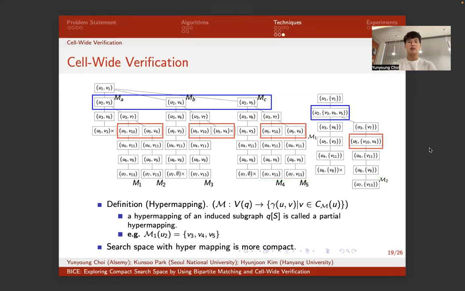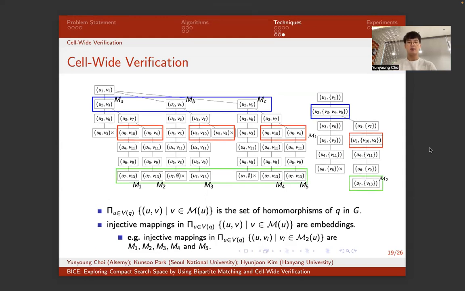Please note that a single hyper partial embedding corresponds to several partial embeddings. Search space with hypermapping is more compact since it searches for multiple partial embeddings at once. And the Cartesian product of hypermapping is the set of homomorphisms. As a result, we select injective mappings from multiple sets generated from Cartesian products, which are actually embeddings.